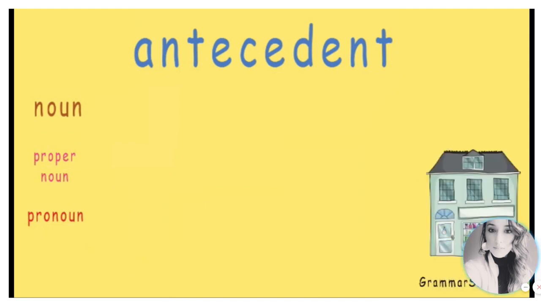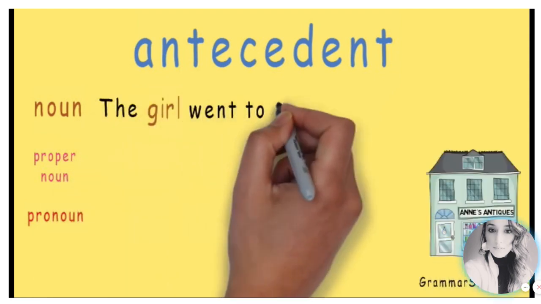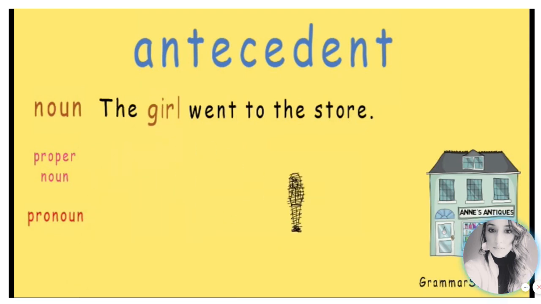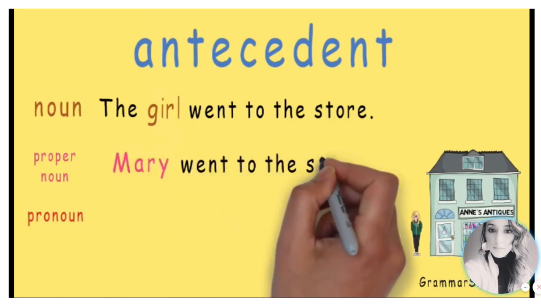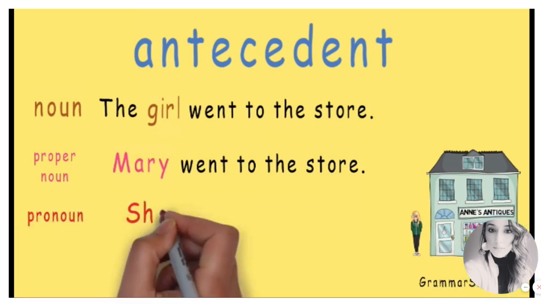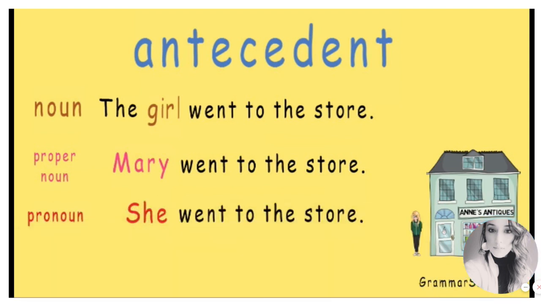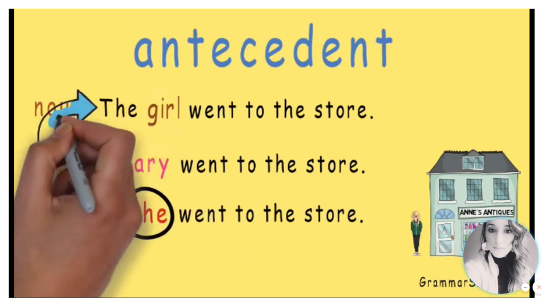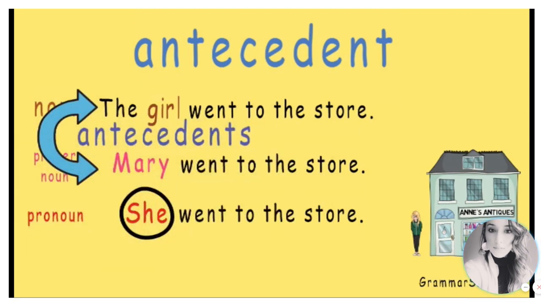Using a noun, I could write, the girl went to the store. Using a proper noun, I could write, Mary went to the store. Using a pronoun, I could write, she went to the store. She is the pronoun that is referring to the noun girl or to the proper noun Mary. She is the pronoun, and the girl and Mary are the antecedents.